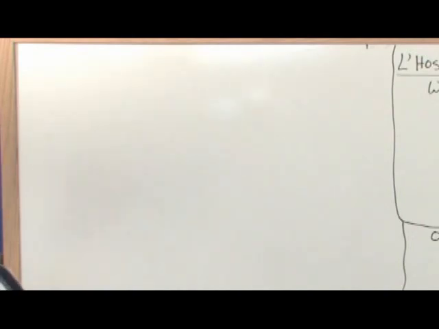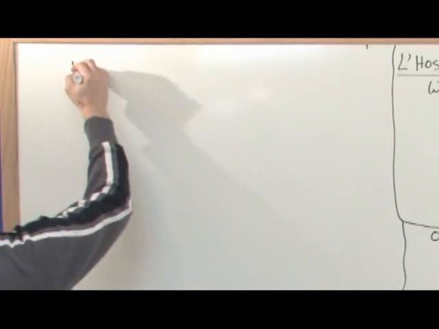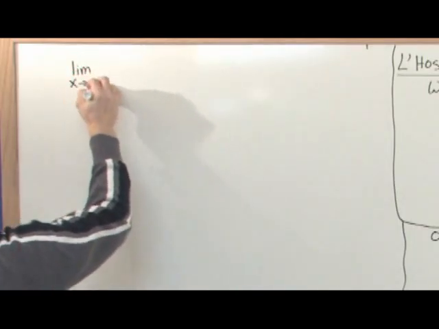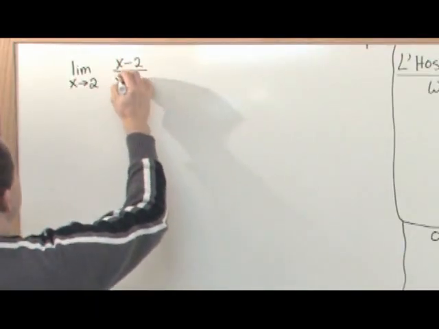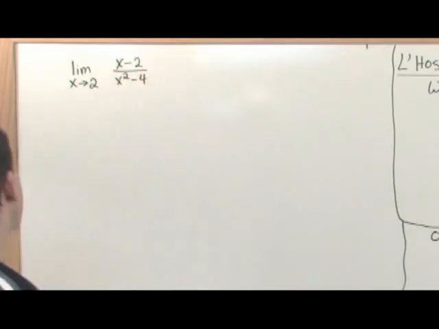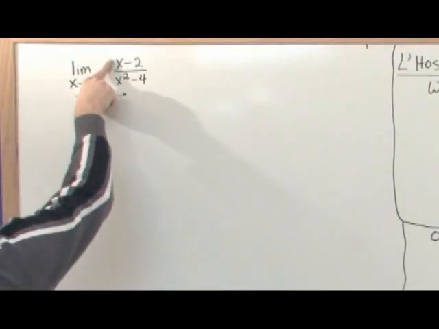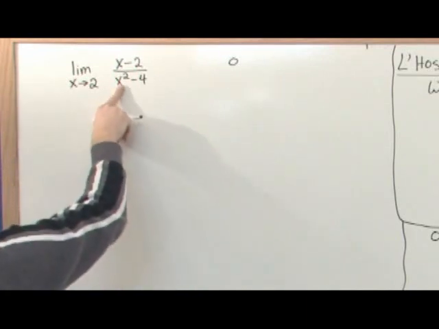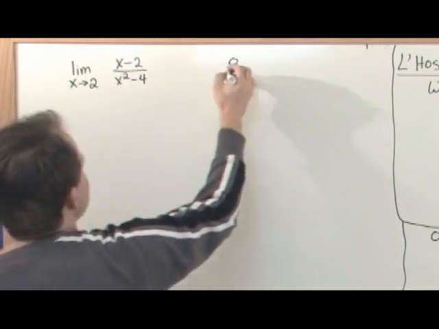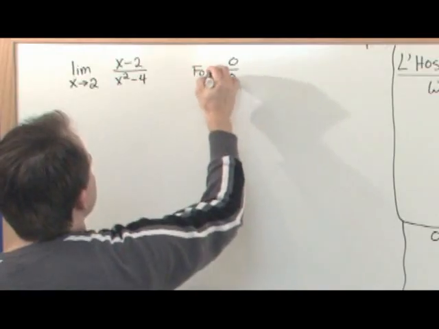The first problem: let's say we're taking the limit as x approaches 2 of the function (x minus 2) over (x squared minus 4). The first thing you want to do is find out what form this is, and whether the limit exists, and if it's an indeterminate form that L'Hopital's rule covers, then we're going to apply it. If you plug in 2 here, you get 2 minus 2, which is 0. And if you put 2 in here, you get 2 squared is 4, and 4 minus 4 is 0. So you have the form 0 over 0.